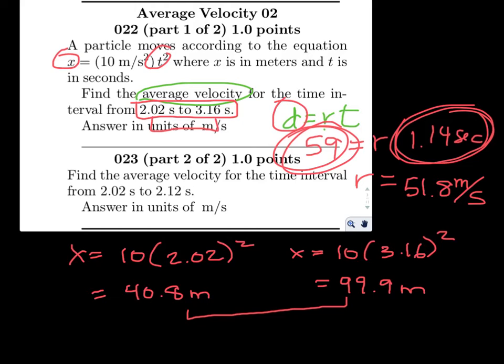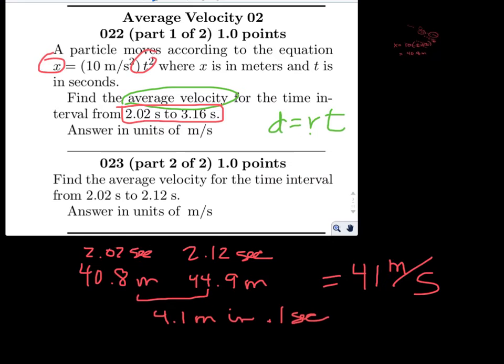51.8 meters per second. All right. Part 2 of 2, same thing. So you try to do that, and I'll put the answer up from the pretest. I hope you paused the video and tried to work it out yourself, but you should have gotten 41 meters per second. In 2.12 seconds, he's gone 44.9 meters. That makes our total distance traveled 4.1 meters in that 0.1 seconds. So you get 41 meters per second. Okay, so those two are constant speed.